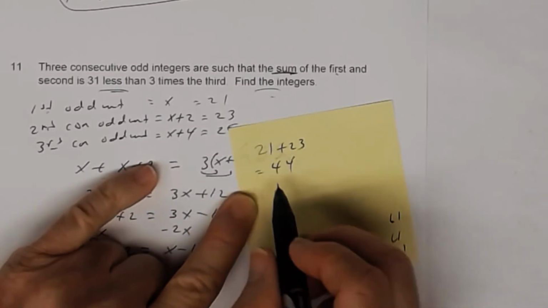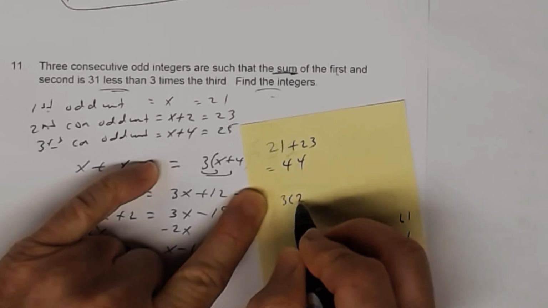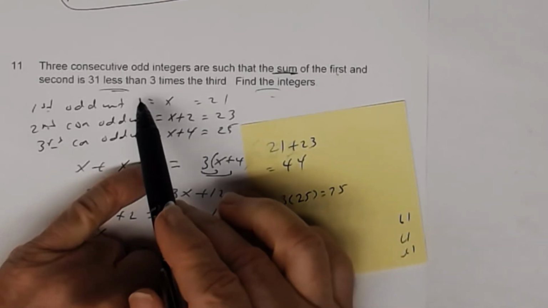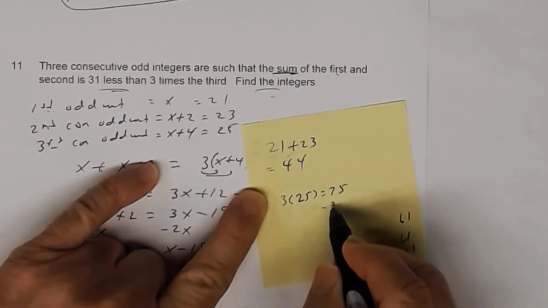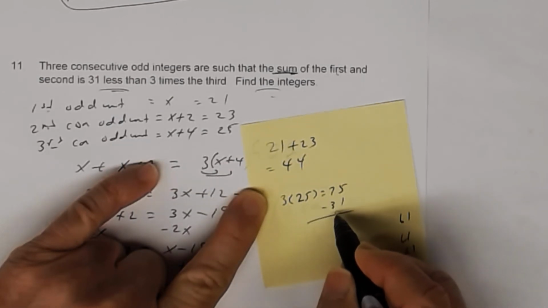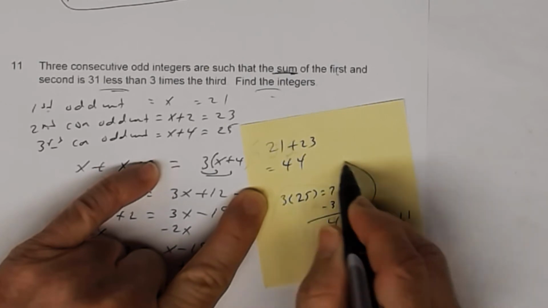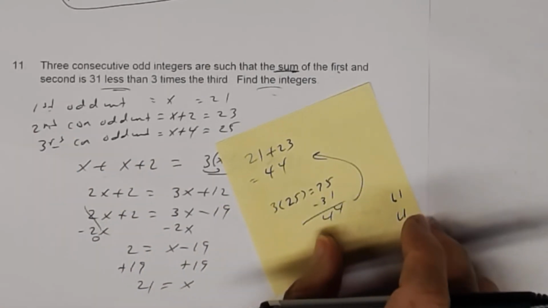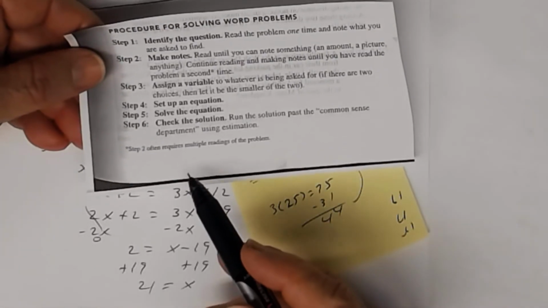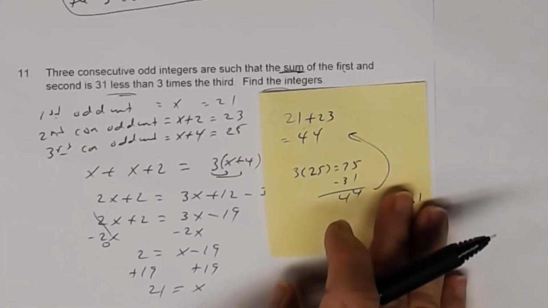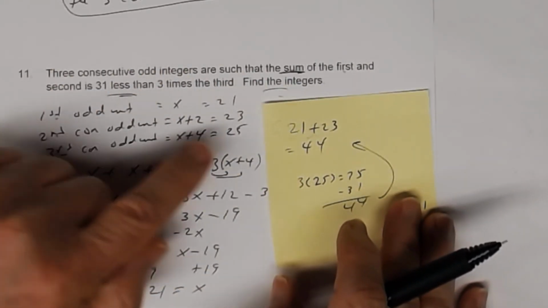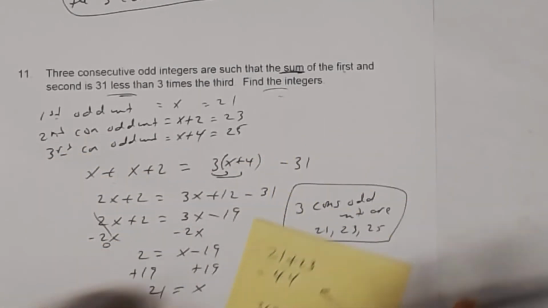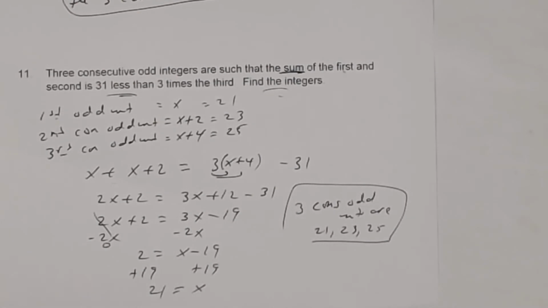So 3 times 25 is 75. And then it's going to be 31 less than that. If I subtract 31, I get 44, and that's what that said. Okay, so it does make sense. So in terms of that step 6 right here, this is what you would have done. So you use this information here to make sure in actual numbers that it does make sense. All right, that was number 11.